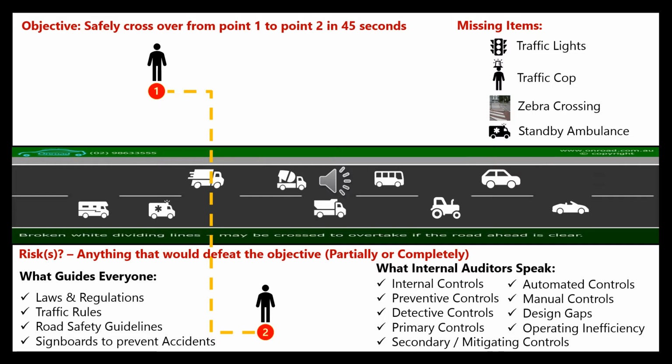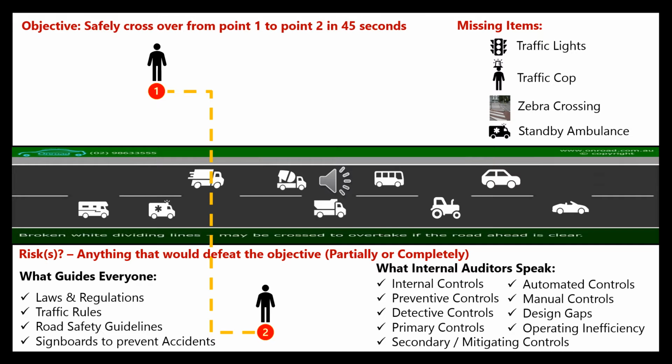If you look at this picture, there is a road with moving traffic on it, and there is a person who has to cross from point 1 to point 2 by moving through the road. To look at it from an internal control perspective, let's first look at the objective. The objective of the person here is to safely cross over from point 1 to point 2 in, let's say, about 45 seconds. In terms of the risk, anything that would defeat the objective, either partially or completely, will be a risk.